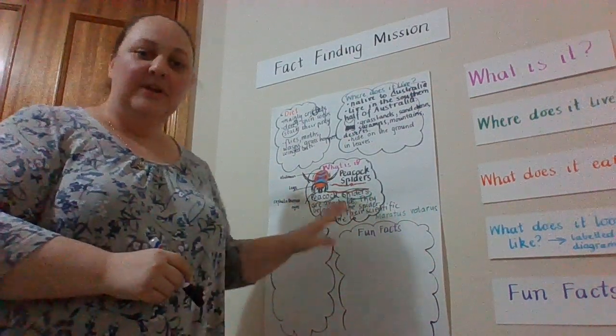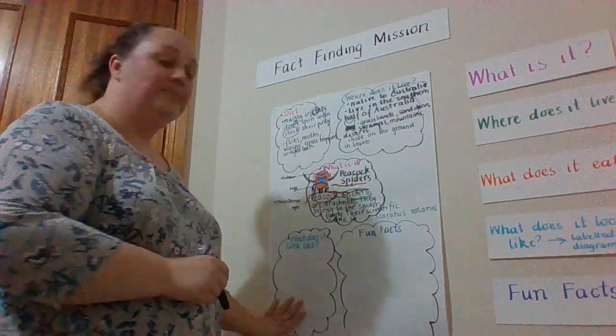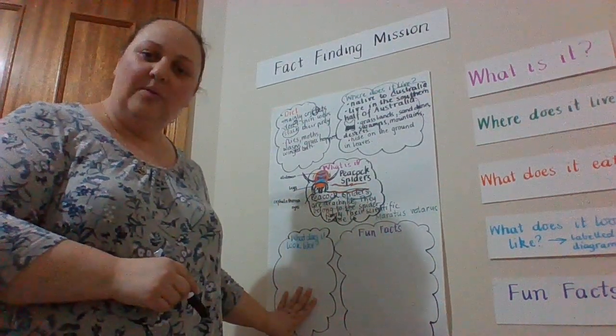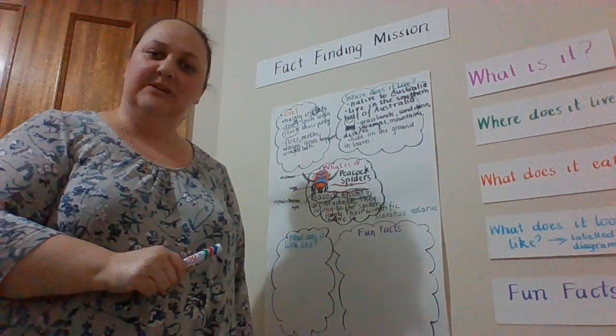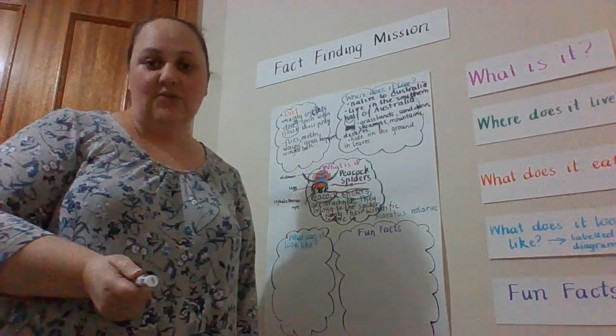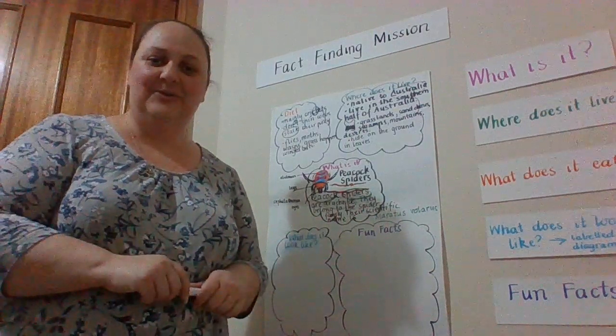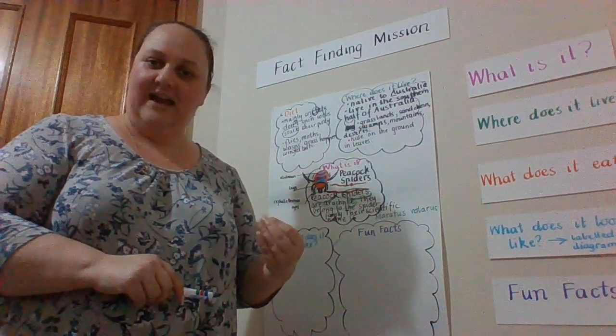But you can see that I've actually got a box here that I can pop in some dot points about what my animal looks like. And this is where we're going to be using lots of adjectives or describing words to paint that picture for our audience so they can imagine our creature.